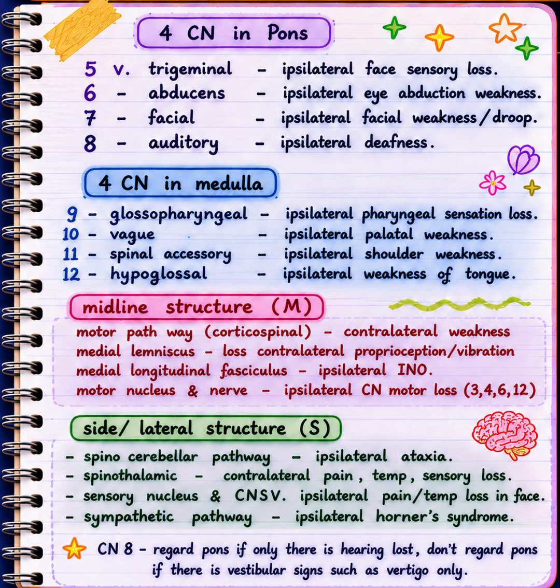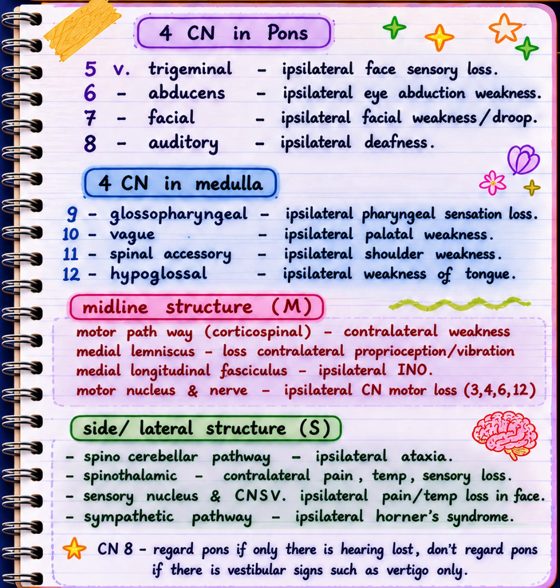So we will go to 4 more cranial nerves that exist at the medulla, that is 9, 10, 11, and 12. Cranial nerve 9 is glossopharyngeal. So what we see in the question stem is ipsilateral pharyngeal sensation loss in the throat. So that is cranial nerve 9. Cranial nerve 10 is vagus. Vagus is more about swallowing, speaking, and coughing. So when there is palatal weakness and the patient cannot swallow, it is cranial nerve 10 involvement.